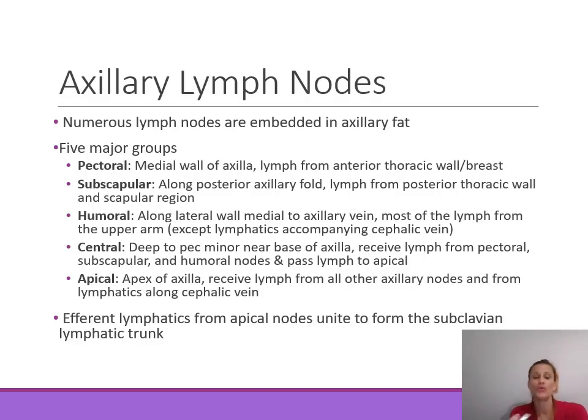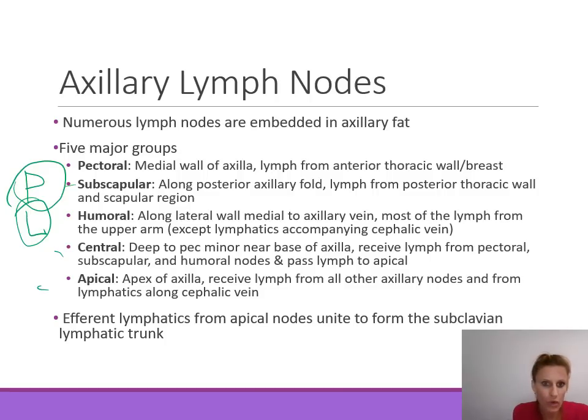There are numerous lymph nodes present in the axilla. There are 5 major groups of lymph nodes that are embedded in the axillary fat, and there are numerous nodes in each of the groups. So overall, there are quite a few lymph nodes present in the axillary region. The groups include the pectoral, the subscapular, which is also referred to as posterior, humeral nodes, also referred to as the lateral nodes, the central nodes, and then the apical nodes.